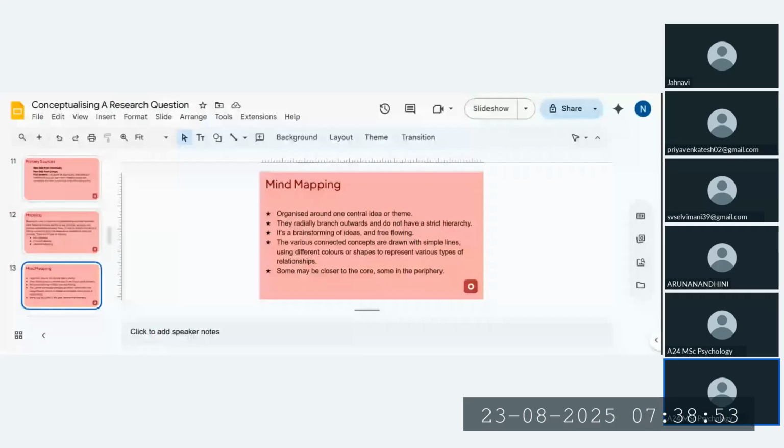So it's a more free-flowing kind of map, and the various concepts are connected with simply drawn lines, and we use different colors or shapes to represent various types of relationships. Some of these themes may be more connected to the central theme, so they'll be closer to the core. Some of them are less obviously connected and are in the periphery.